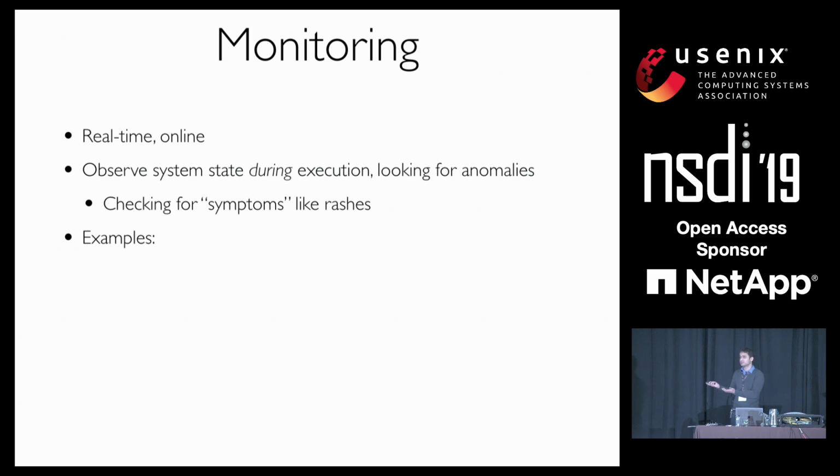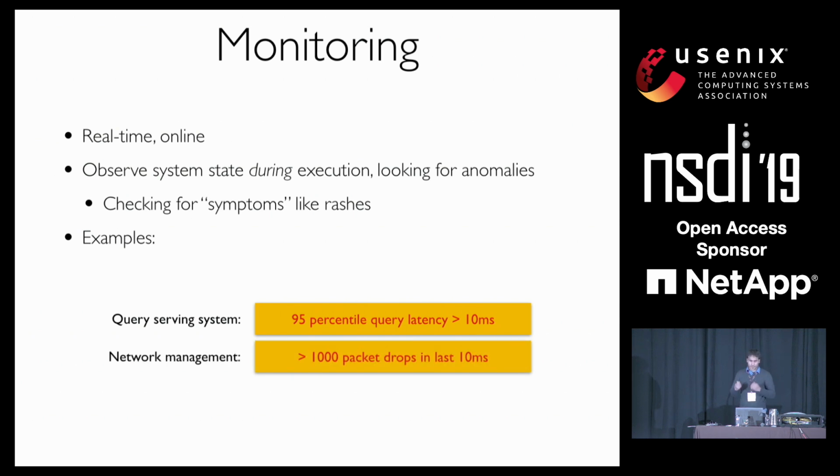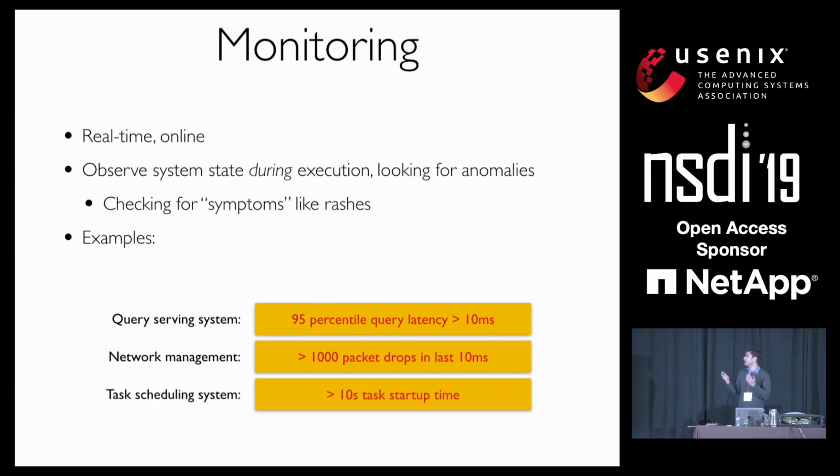Some examples in the distributed system context: a query serving system might periodically check if the 95th percentile exceeds a certain threshold. A network management system might check if the number of packet drops exceeds a certain threshold. And a task scheduling system might check if a particular task spends too much time in the queue before it gets scheduled.